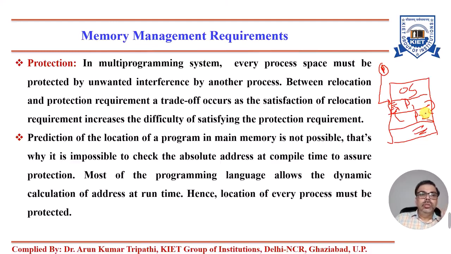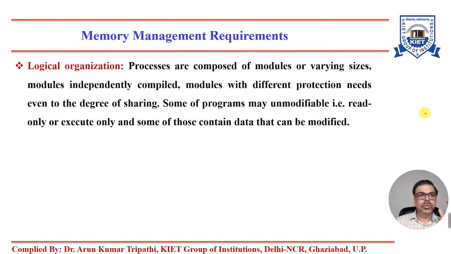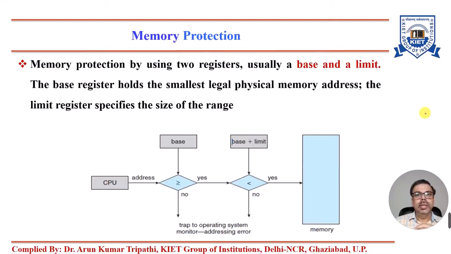accessible. So we must provide protection, meaning a fence, so that P1 cannot enter into P2's location and P2 cannot enter into the P1 location. So how is this possible? This is possible with the help of two registers. The first one is known as the base register and the second one is known as the limit register. Firstly we will discuss the base and limit registers, then after that we will discuss the rest of the requirements in detail.